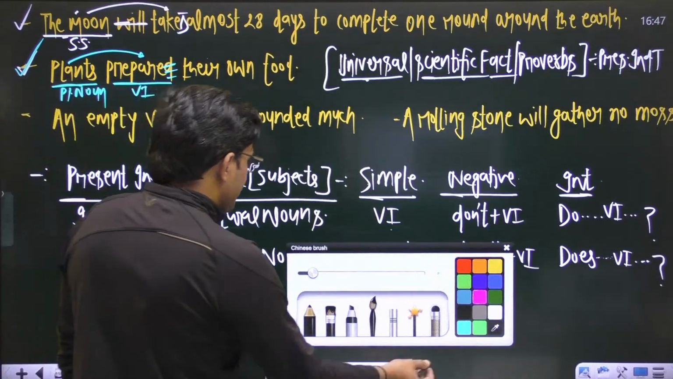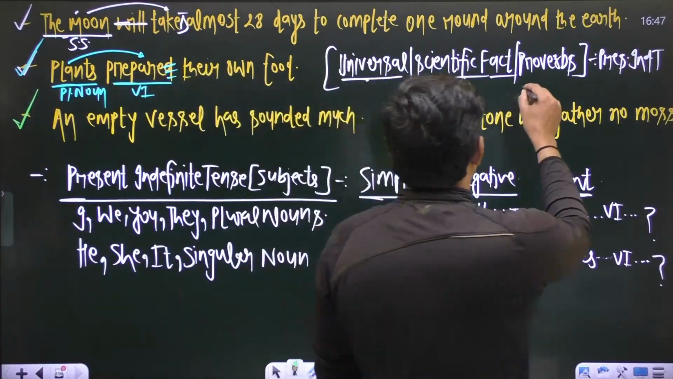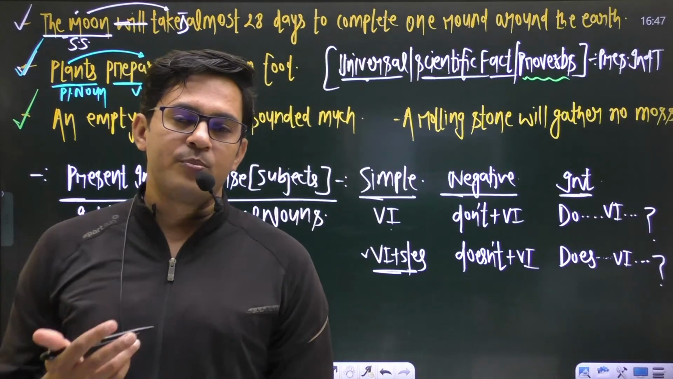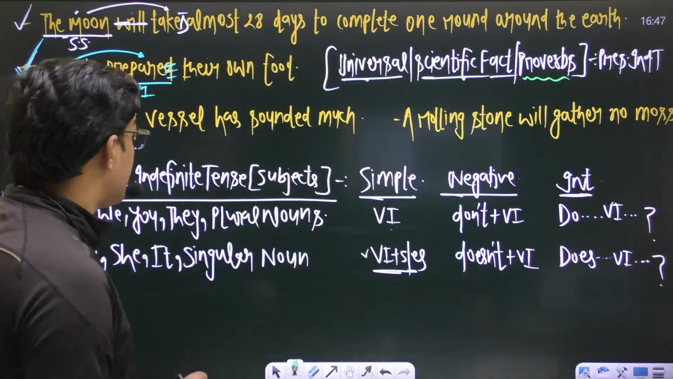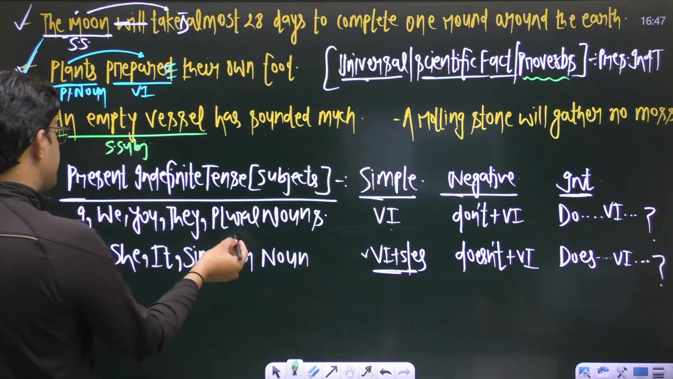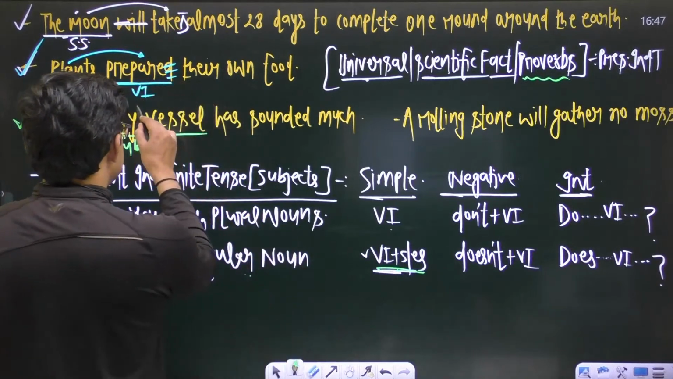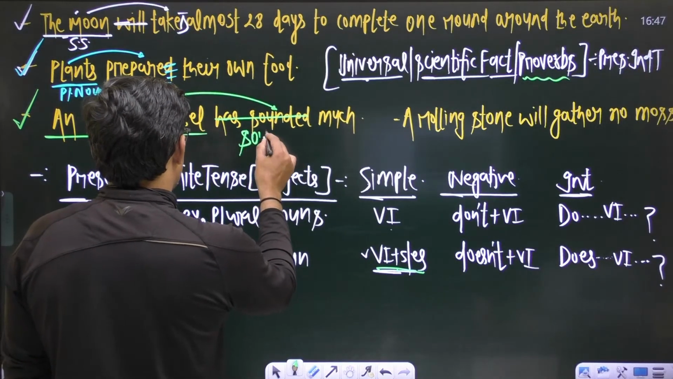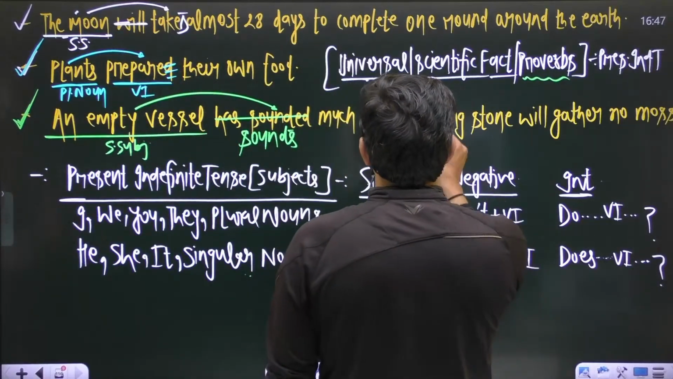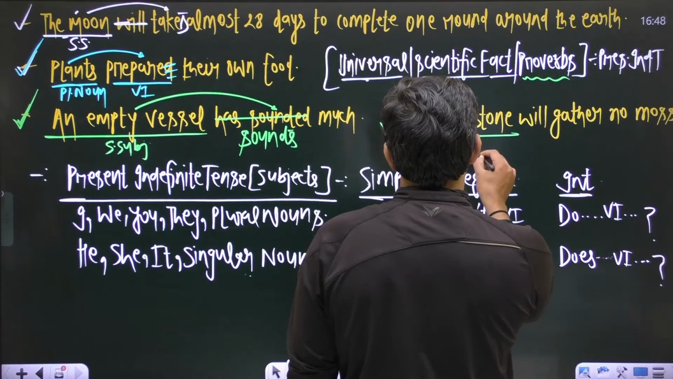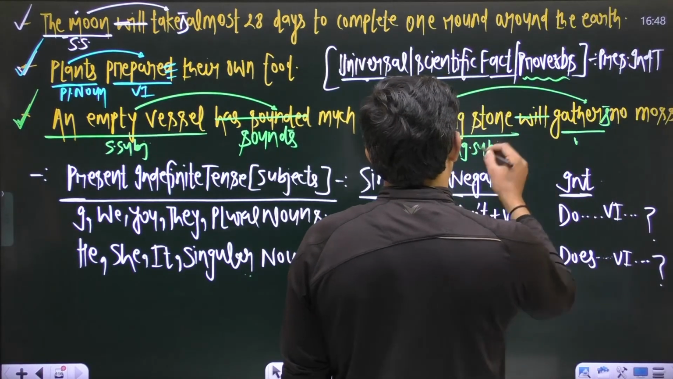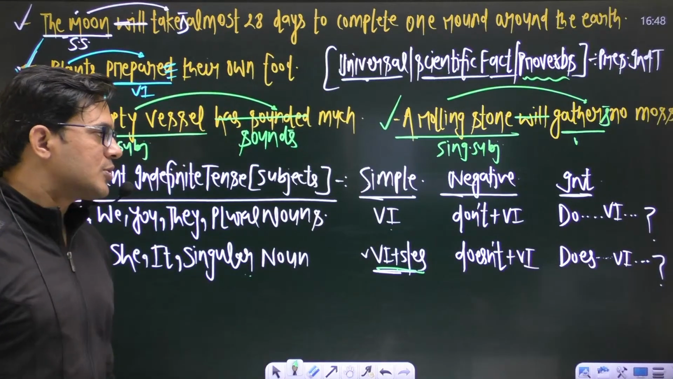And in the third sentence, this third sentence is all about proverb. It is a proverb, old saying you can say, right? And proverbs also demand present indefinite tense. So if you apply present indefinite tense, an empty vessel, this is singular subject, and singular subject in simple sentences demands first form plus s or es. So sentence will be like, an empty vessel sounds much, right? And the next sentence, a rolling stone, this is also a singular subject, right? This will demand first form plus s or es. So drop will, sentence will be like, a rolling stone gathers no moss.